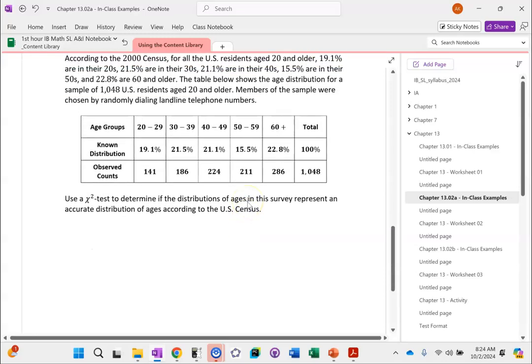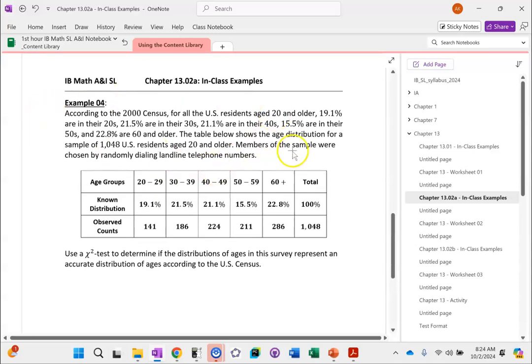All right. Why don't you guys try this one? And we'll go through it here in a second. So according to the 2000 census for all U.S. residents aged 60 and older, 19.1% are in their 20s, 21.5% in the 30s, 21.1% in the 40s, 15.5% in the 50s, 22.8% in the 60 and up. The table below shows the age distribution for a sample of 1,048 U.S. residents aged 20 and older. Members of the sample were chosen randomly, dialing landline telephone numbers.